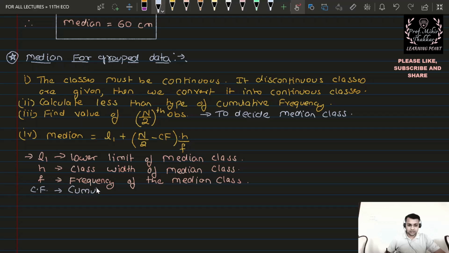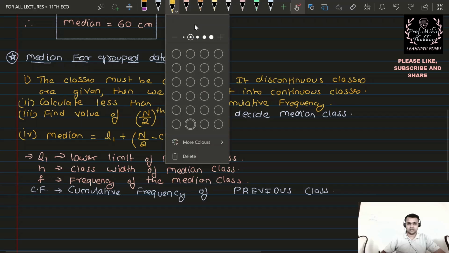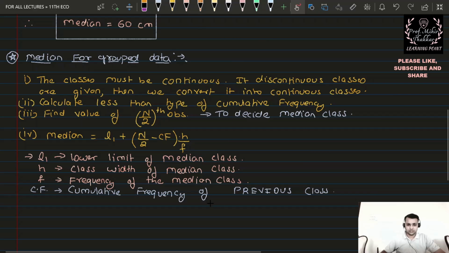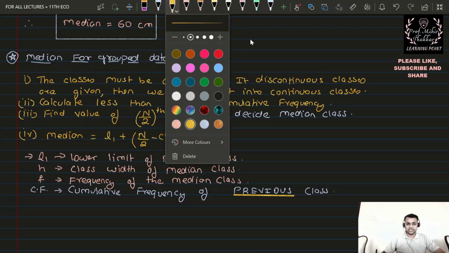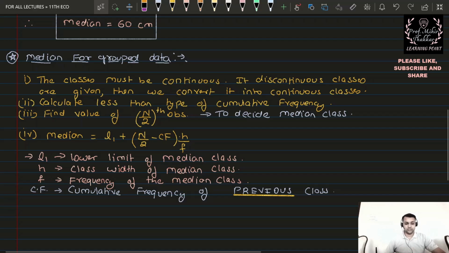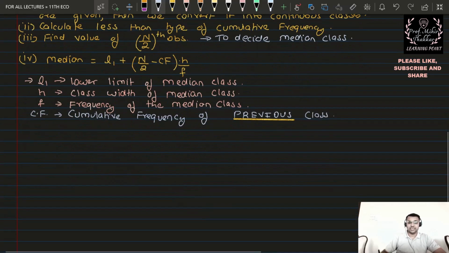CF is the cumulative frequency value of the previous class. This is very important thing that you guys need to remember. We have to take the cumulative frequency value of the previous class and not of the same class. Very carefully remember this particular point. Let us take an example based on this so that we understand how to apply this formula.